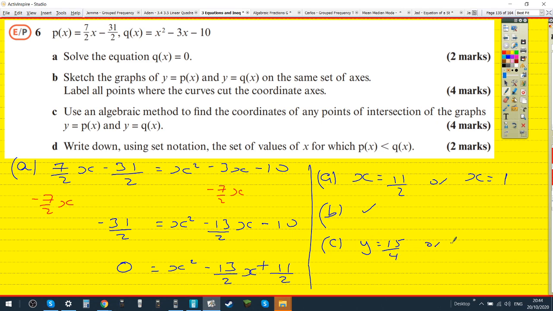Mm-hmm. And then x2, let me sub that in. 7 over 2 times 1, and then minus 31 over 2. And then for x2 I got minus 12. And so coordinates?